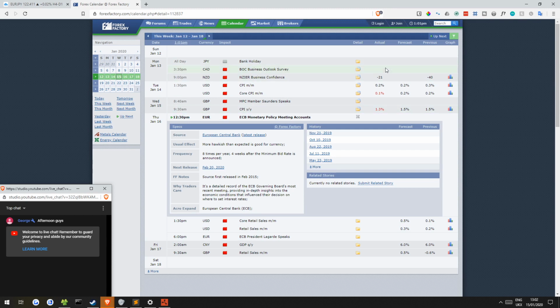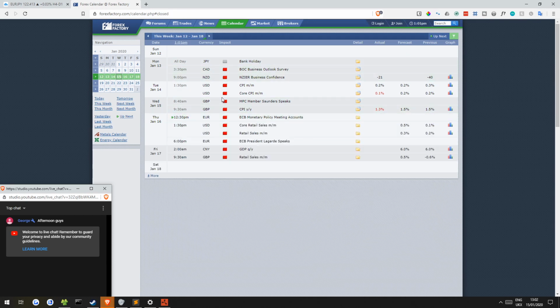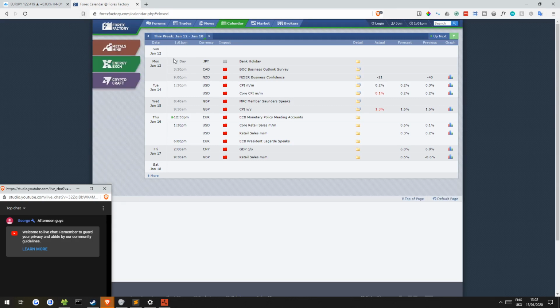Wait, this is set wrong. Oh, sorry, that's tomorrow. Sorry, I was misreading the calendar there, guys. That's pretty silly, because today there's nothing. Tomorrow at 12:30 is the monetary policy meeting minutes, so we've got to watch out for that one tomorrow. Let's not worry about all this other stuff. We'll just look at this in tomorrow's analysis.